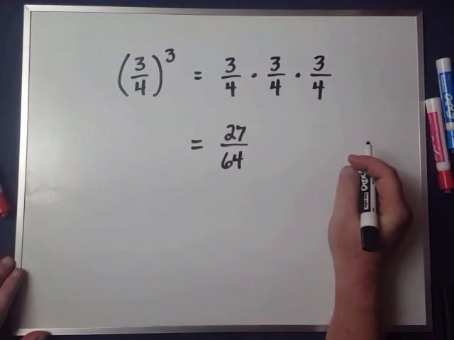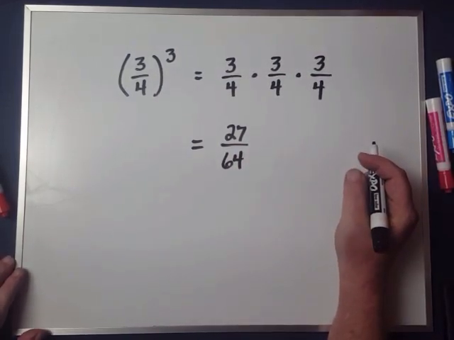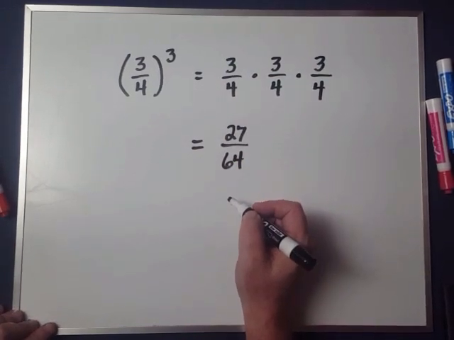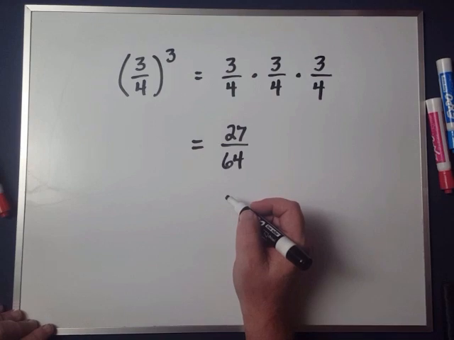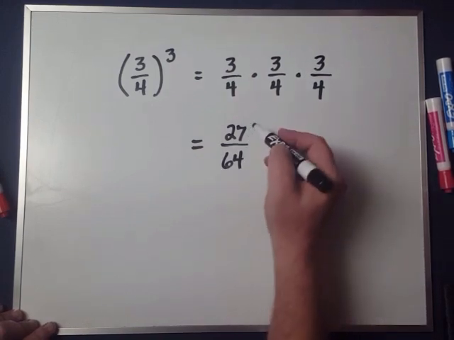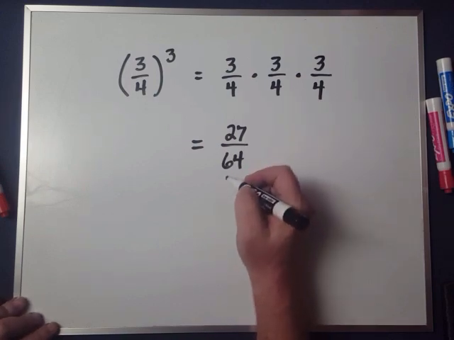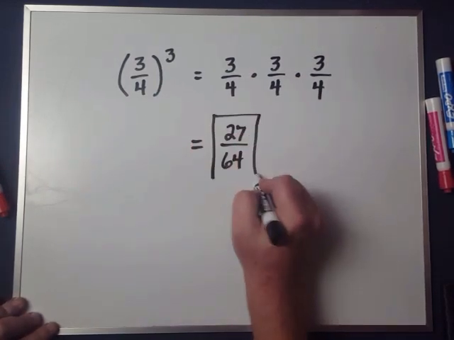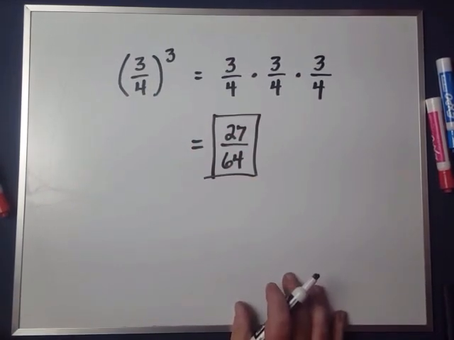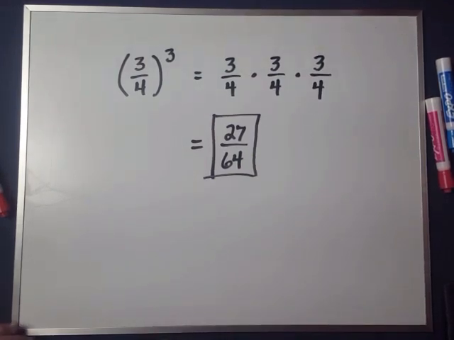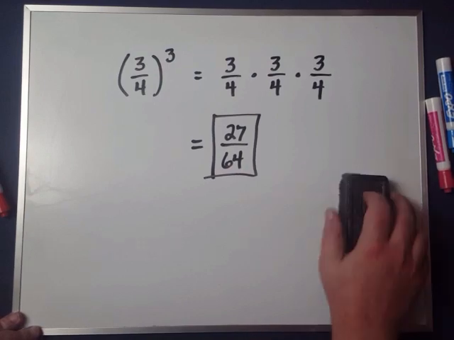If you need to come over to the side and do a little scratch work, that's fine. We make sure when we get a fraction for an answer that it is reduced, that the numerator and denominator share no common factors that we could divide out. This is reduced to lowest terms. Put a box around it. So that's just a quick review of exponents.